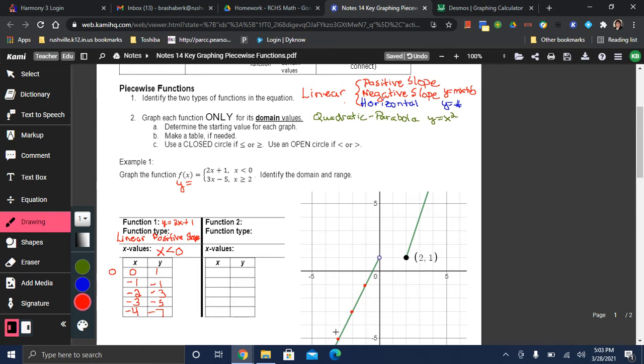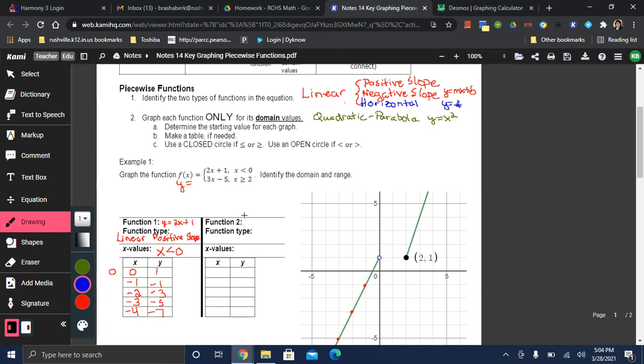Notice that it's a line. It's going up as you look at it from left to right. So it is a positive slope graph. All right, so now we're going to look at our second graph.